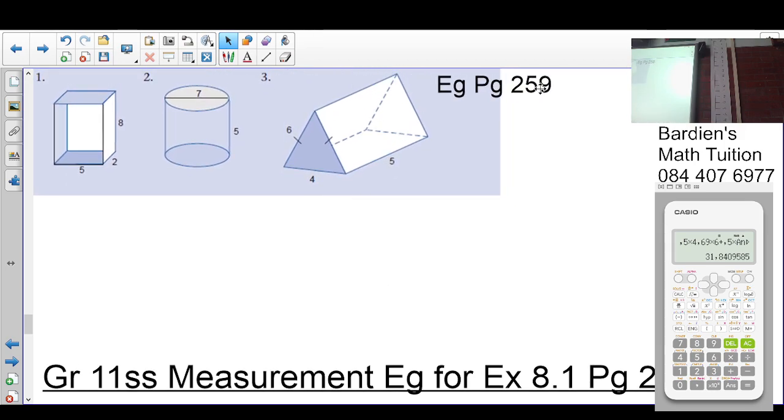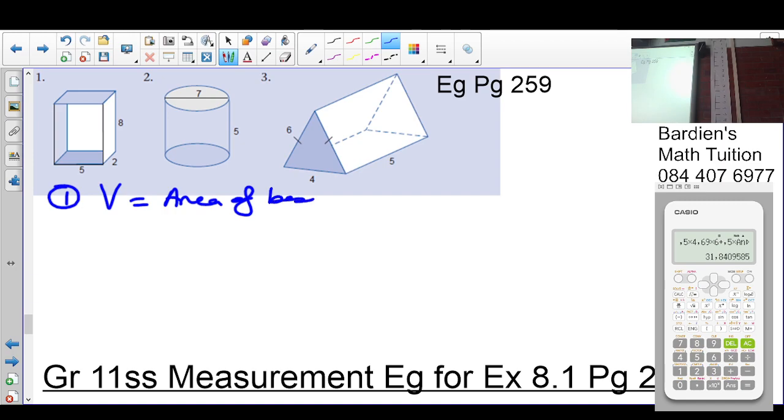What type of shape is the first one? It's a right rectangular prism, not so? So the base is a rectangular shape. So, how do you calculate the volume of the shape? The area of the base times the height. So, what's the area of the rectangle? Length times breadth, not so? Times the depth of the object.